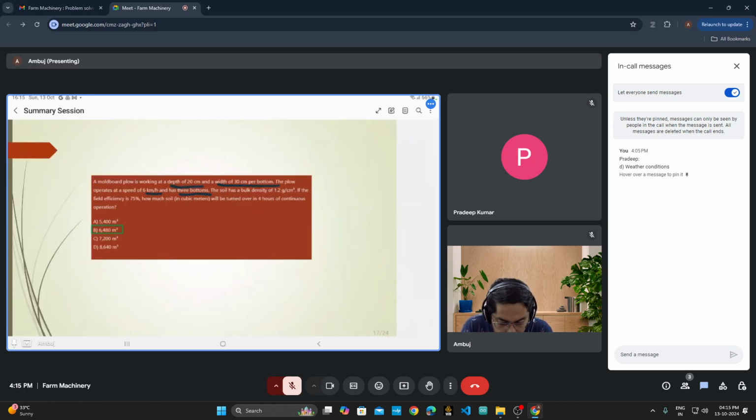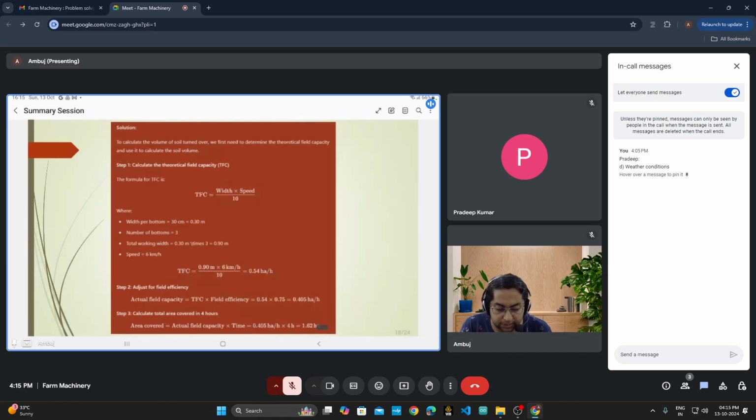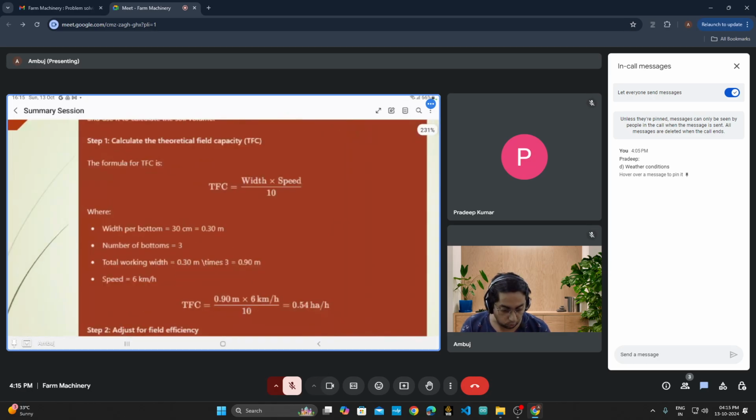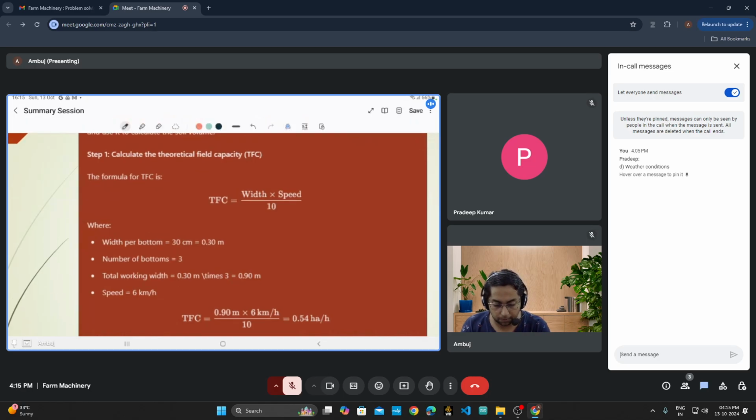Theoretical field capacity would be width into speed divided by 10. Width per bottom is 30 centimeter, number of bottoms is 3, so your total width would be 30 means 0.3 meters multiplied by 3. First of all we'll find out width. 0.3 multiplied by 3 will give me 0.9 meters.